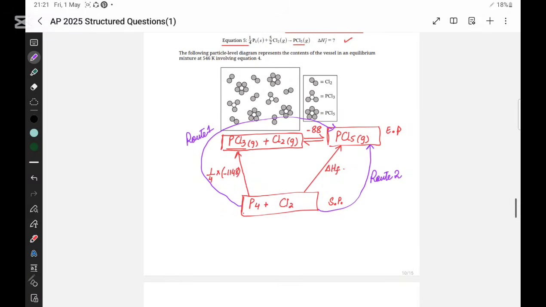And now root 1 will be 1 by 4 times minus 1148 minus 88 and is equal to enthalpy of formation. And the final answer that comes out to be is root 2 is enthalpy of formation. Yes, and final answer that comes out for enthalpy of formation is minus 375 kilojoules per mole.